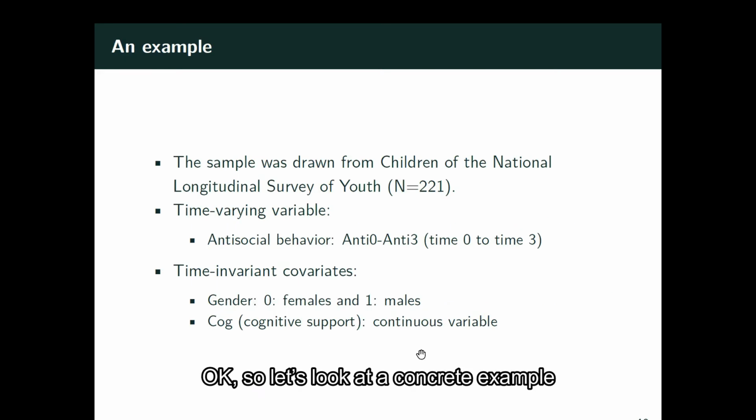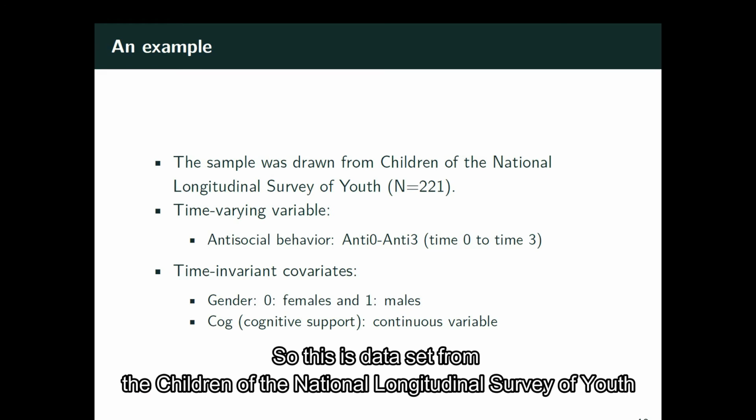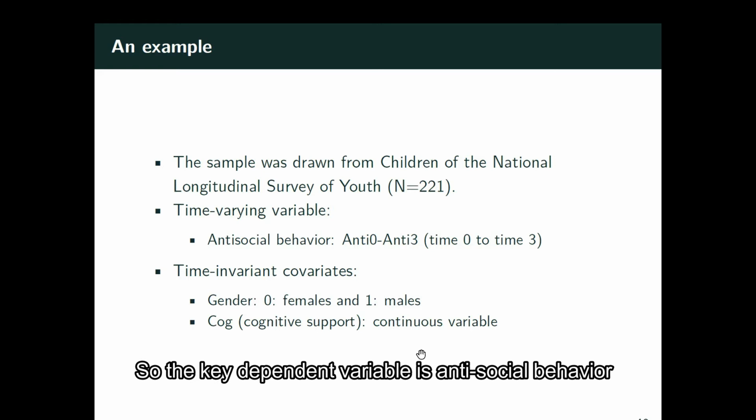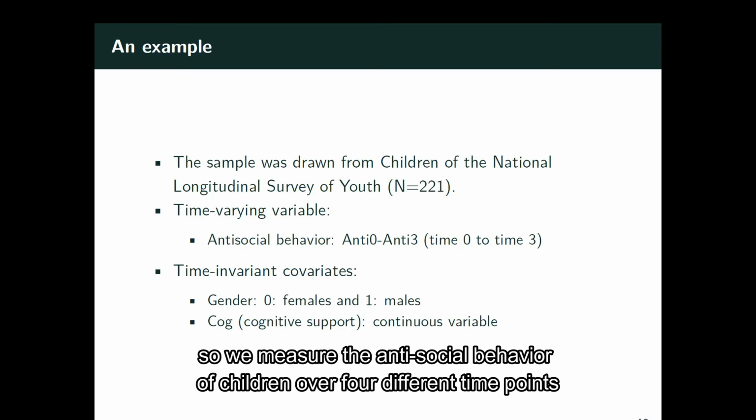Okay, so let's look at a concrete example. This is a data set from the children of the National Longitudinal Survey of Youth. The key dependent variable here is antisocial behavior. It is measured from time 0 to time 3. So there are 4 time points. So we measure the antisocial behaviors of children over 4 different time points.